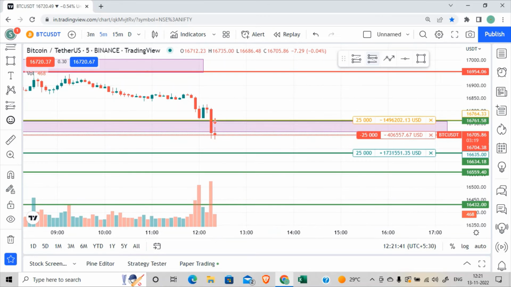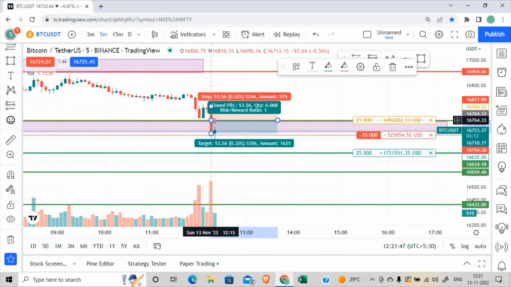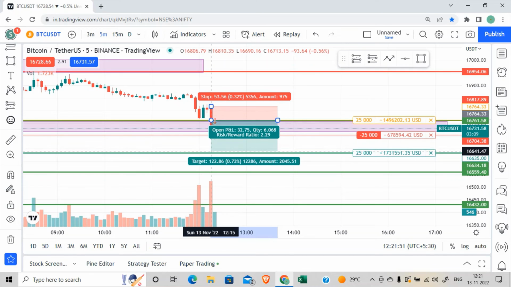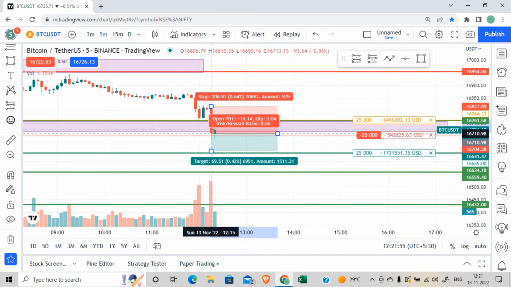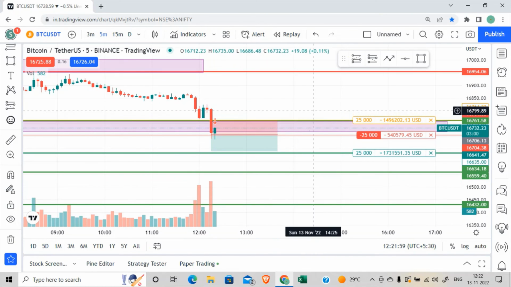Or else we can draw the short position line here, not long. So this is the line.